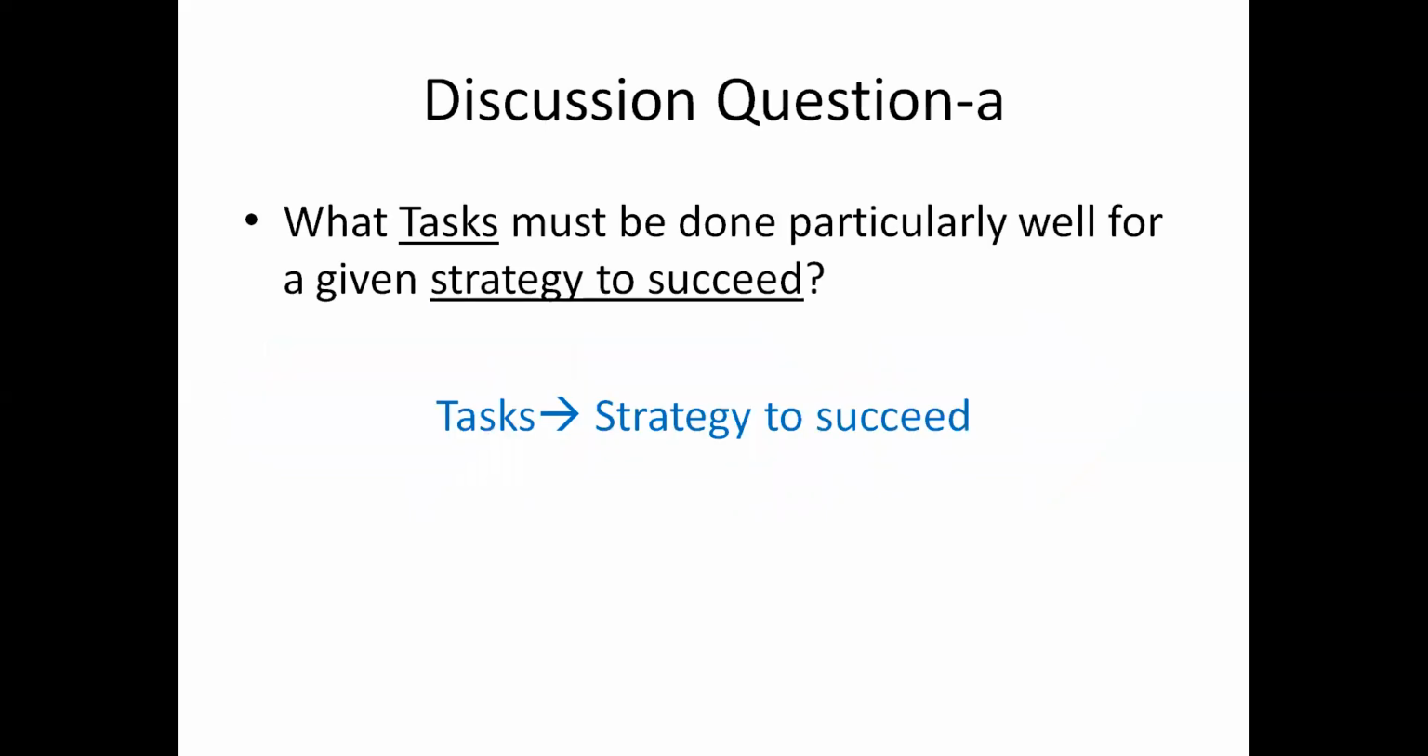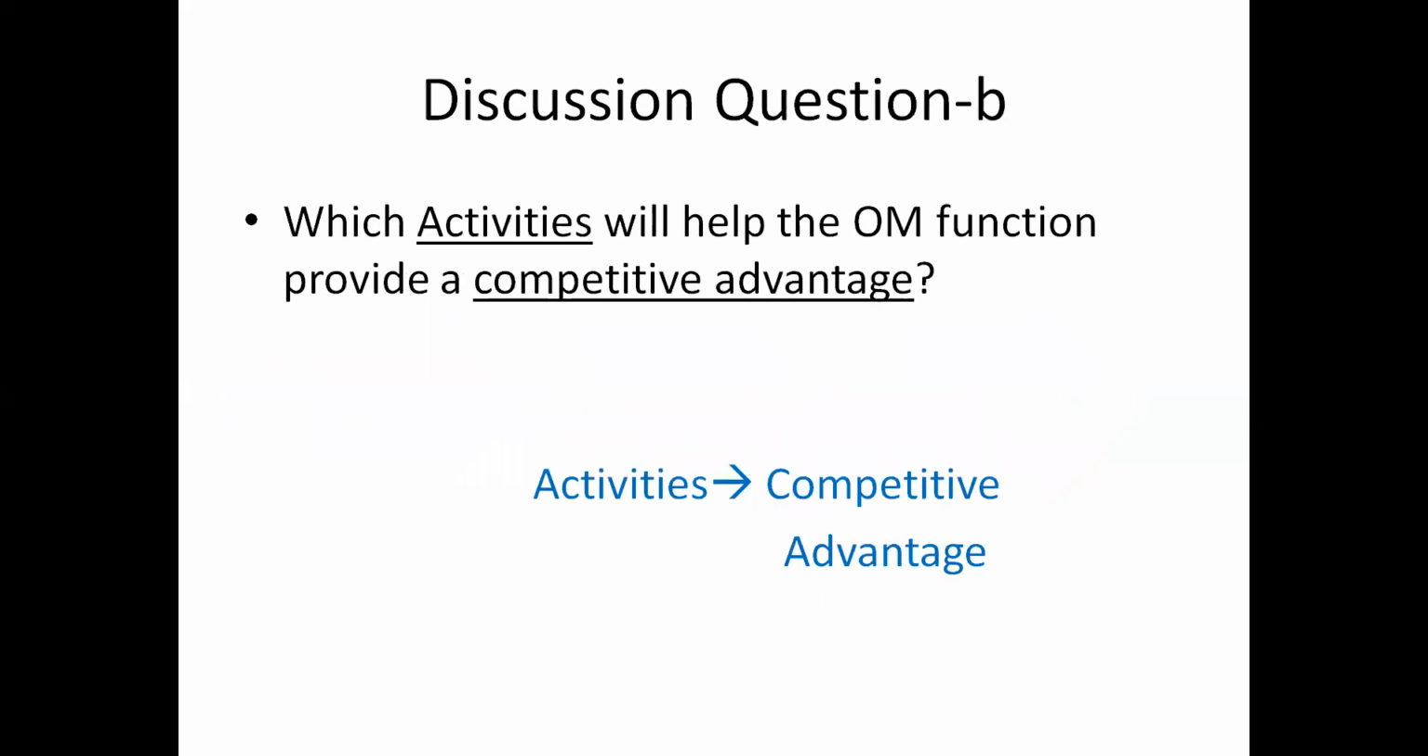Now, this is discussion question A. It talks about the task that must be done particularly well for a given strategy to succeed. So here we identify the task that leads to the strategy's success. The second one is the activities that lead to the competitive advantage, and we identify here the activities leading to competitive advantage.